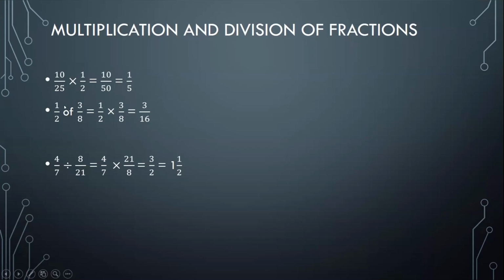You might have studied something called "of" when you came to grade 10. "Of" is just like the multiplication mark. There's nothing different. You just have to replace the "of" with a multiplication mark. So just like that, you multiply the numerators and the denominators. So 1 times 3 is 3 and 2 times 8 is 16.